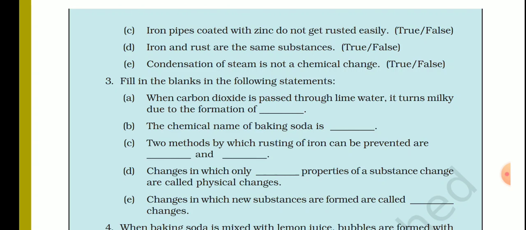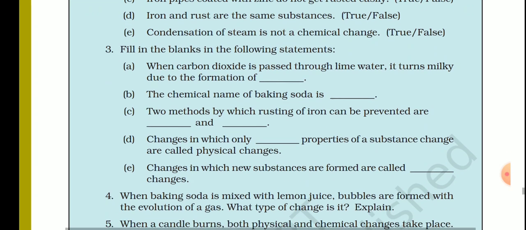Okay students. Fourth part, changes in which only dash properties of a substance change are called physical changes. So we know in physical changes only the change occurs in physical properties. So the answer will be physical. Fifth part, changes in which new substances are formed are called dash changes, chemical changes. So the answers: for the A part, calcium carbonate. For the B part, the chemical name of baking soda is sodium hydrogen carbonate. C part, painting and galvanization. D part, physical, and E part, chemical. Okay students, let's move on to the next question.